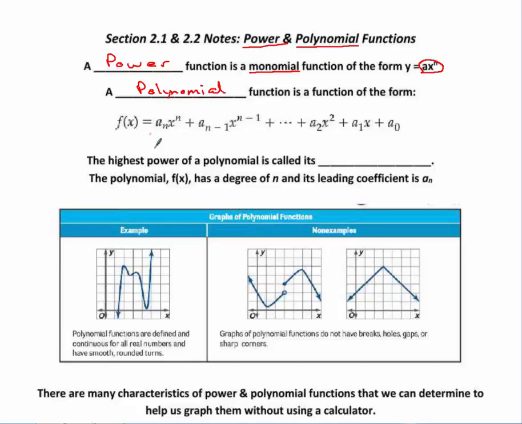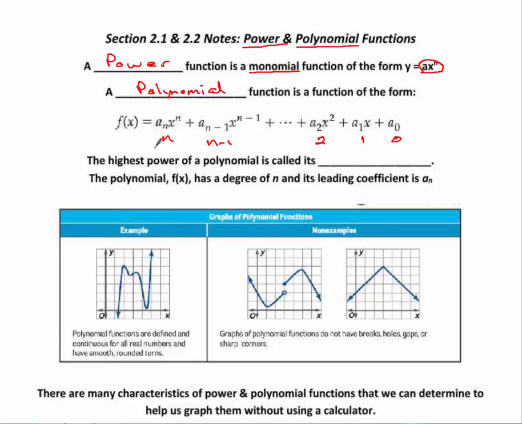Wouldn't worry too much about all this that you see here. Just know that this would be the nth term. This would be the n minus 1 term, and it would go all the way down until we got to the second term, first term, and the 0th term, which is the one that doesn't have an x to it. So don't worry too much about all that right now.